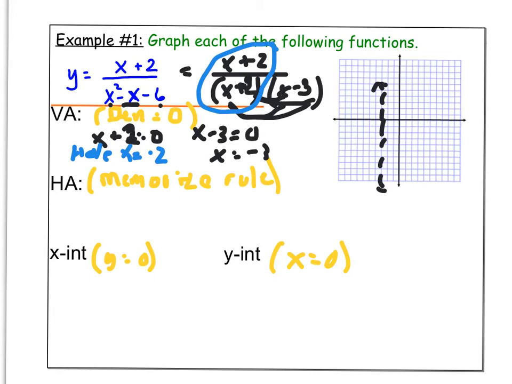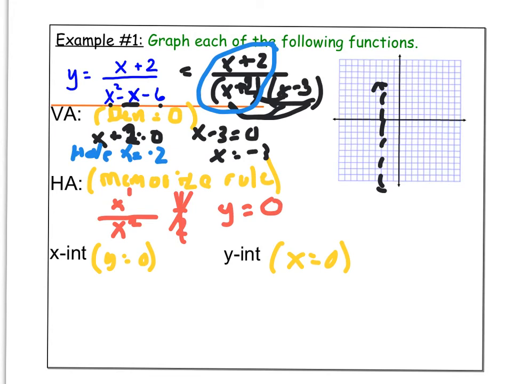How do you find these horizontal asymptotes? Well, that's the memorized rule. So if I look at the most powerful parts of the numerator, it's x, not the plus 2. And the most powerful part of the denominator, or the x with the biggest exponent, is x squared. The 1 is less than 2, the exponents. So that means it's a memorized rule that it's always going to be y equals 0.